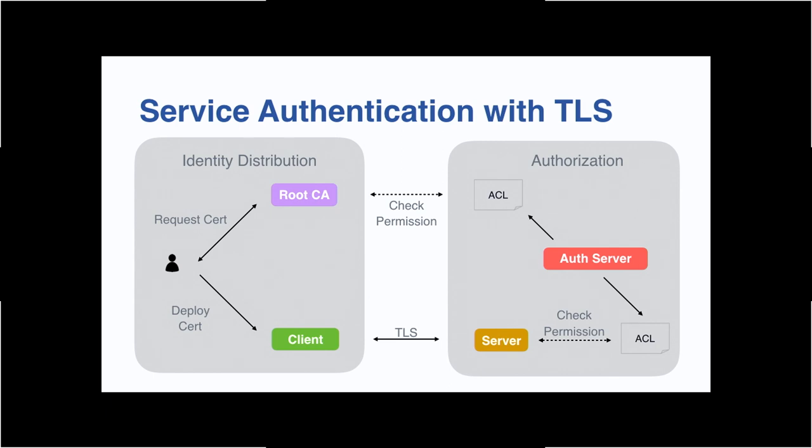So let's look at the server side. When the service receives a request, it's going to parse the client certificate and extract identities from it. It will then have an ACL that it has loaded from the authorization service, and it's going to check that client's identities against that list, and it will allow or deny access.